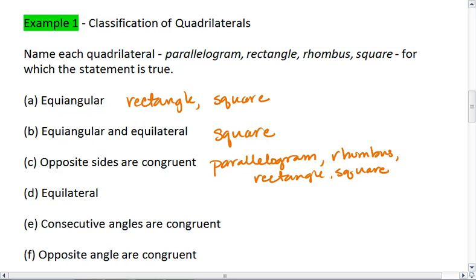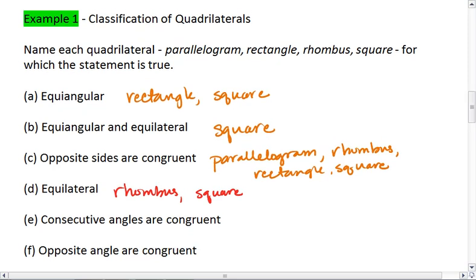Equilateral. Equilateral is a rhombus, which means square is also an option since square is a type of rhombus. Consecutive angles are congruent. If consecutive angles are congruent, that means actually that all angles are congruent. So this is equivalent to saying equiangular, in which case the answers are rectangle and then square, because square is a type of rectangle.